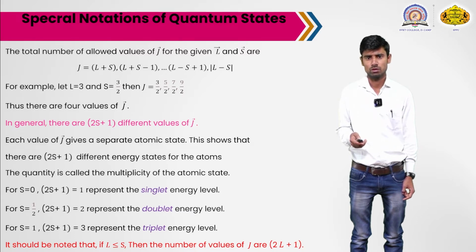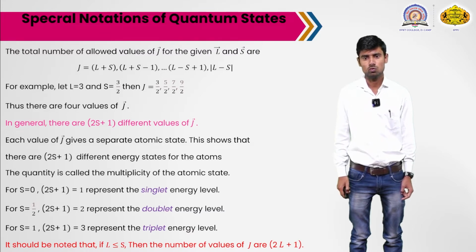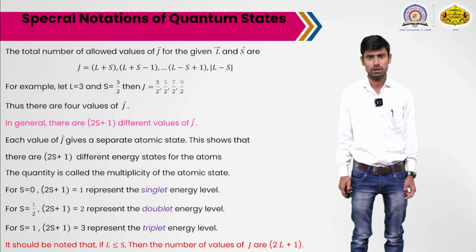the spin angular momentum of an atom S equals 3 by 2, for example, then J will be from 3 plus 3 by 2, which is 9 by 2, to 3 minus 3 by 2, which is 3 by 2. So J values will be from 9 by 2 to 3 by 2, and they are given here: 3 by 2, 5 by 2, 7 by 2, and 9 by 2. These are the four values of J. In general, there are 2S plus 1 different values of J.